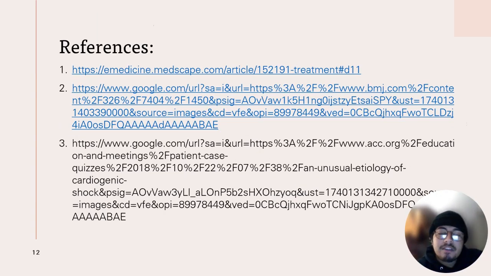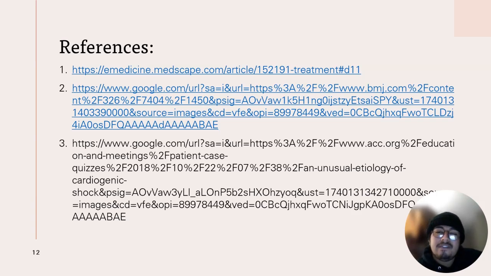So these are my reference page, but I do want to give a quick summary about what we went through over this video. So we have to keep in mind that cardiogenic shock is a decrease in cardiac output leading to hypoxemia for the tissues, and we want to keep in mind that this is the leading cause of an acute MI, and it can result in death.